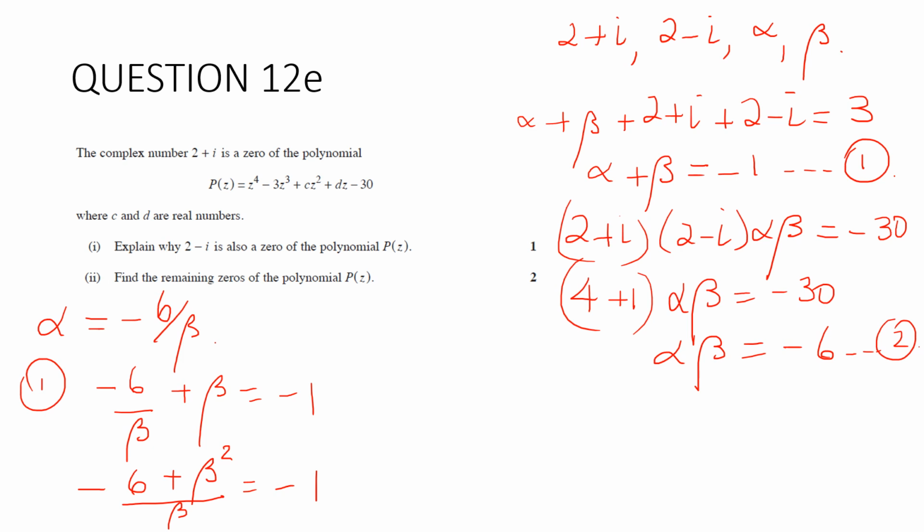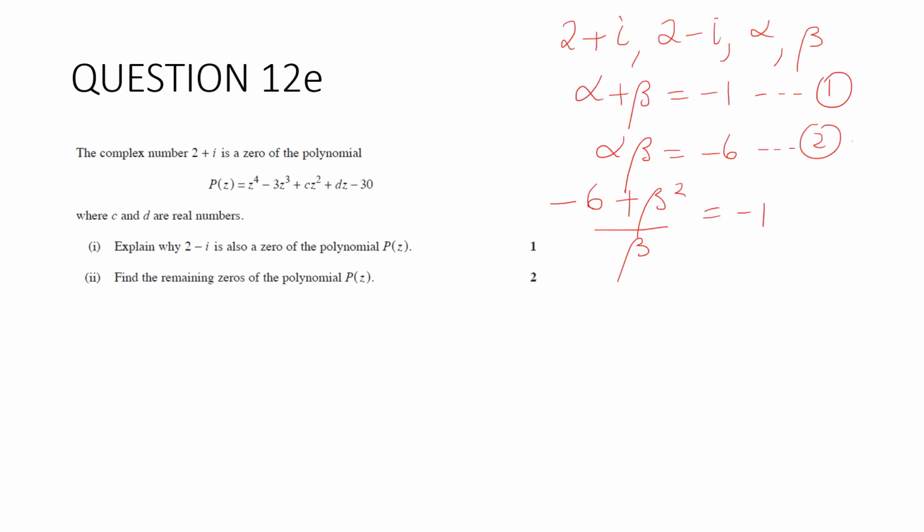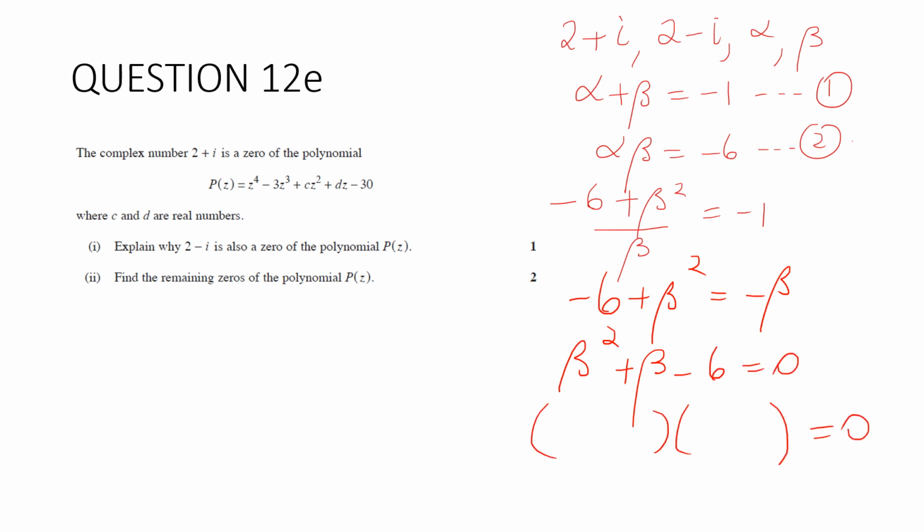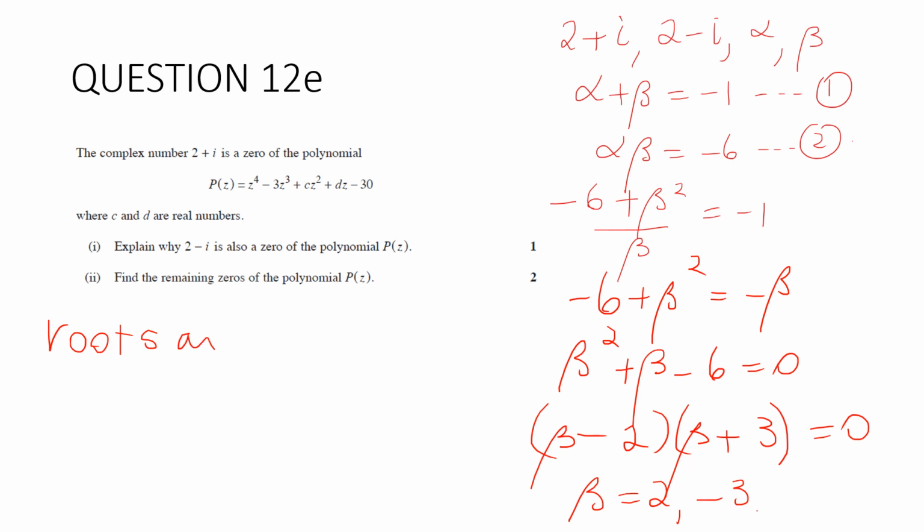Go to the next page. Gives us negative 6 plus beta squared is equal to minus beta. Beta squared plus beta minus 6 is equal to 0. Factorize. Beta, we want factors of 6. That gives 1, 3, and 2, plus 3 minus 2. So beta is equal to 2 and negative 3. Now, of course, they are the other two roots. So the roots are 2 plus i, 2 minus i, 2, and negative 3.